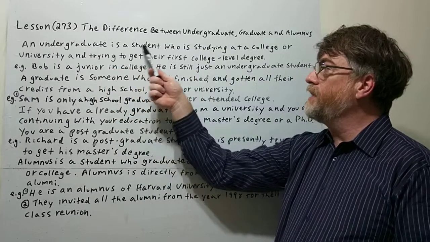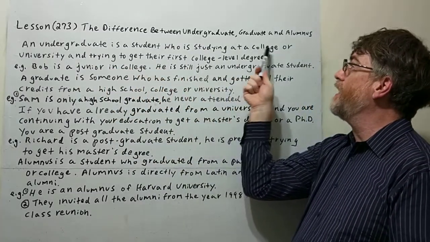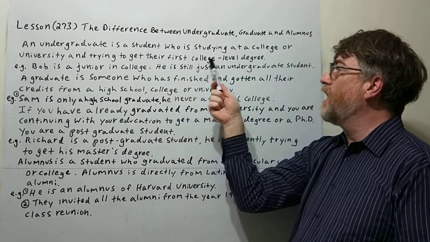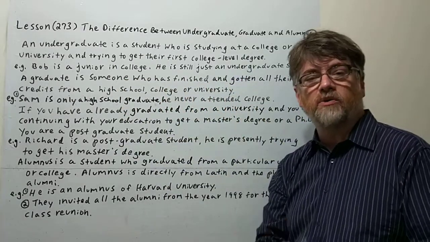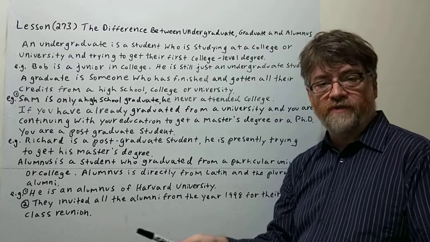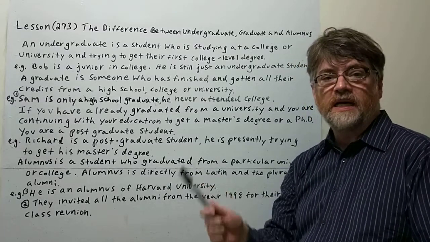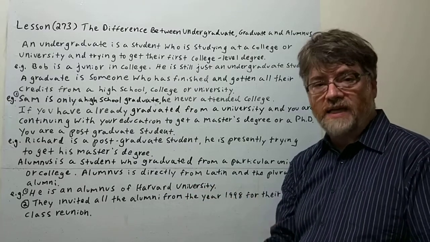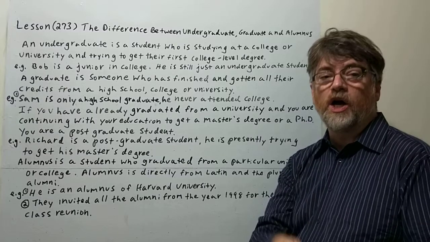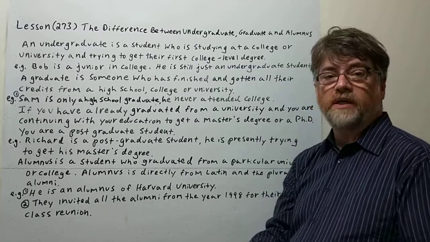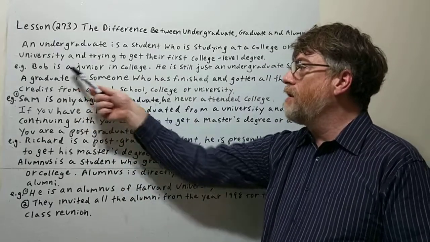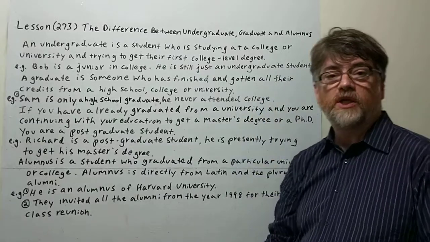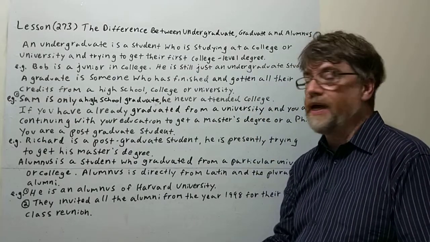An undergraduate is a student who is studying at a college or university and trying to get their first college level degree. So that means that you're a student who is presently in the first level of college. You are either a freshman, a sophomore, a junior, or a senior. You actually haven't graduated yet. You're still attending. That's what makes you an undergraduate. All right, so let's look at the first example here. Bob is a junior in college. He is still just an undergraduate student. Yes, so he hasn't graduated yet.